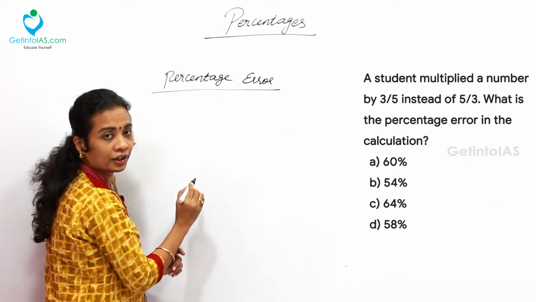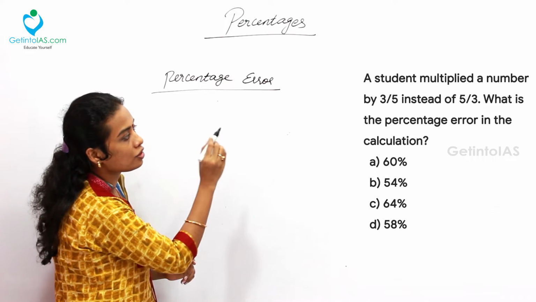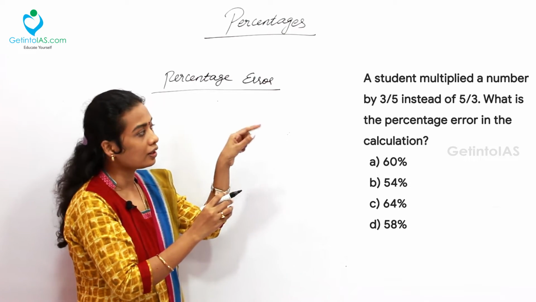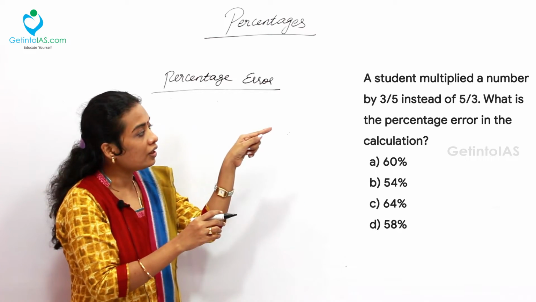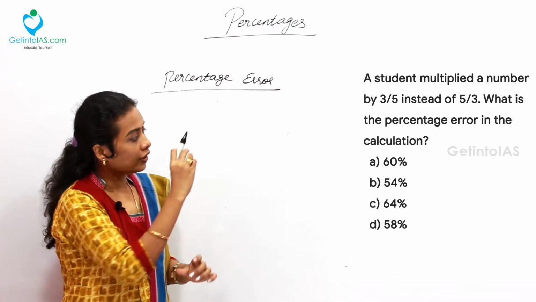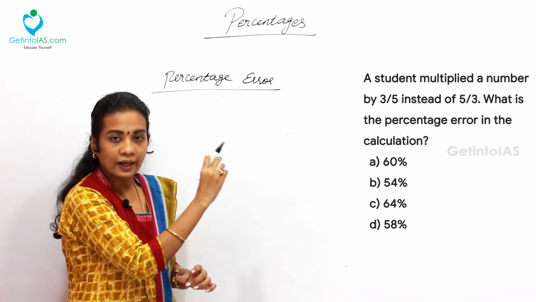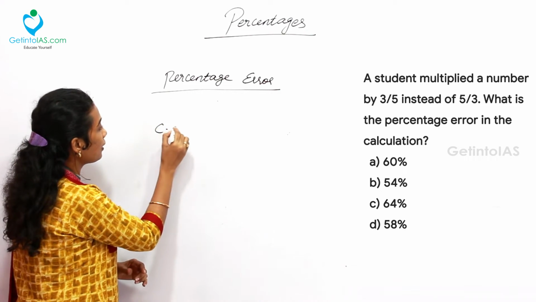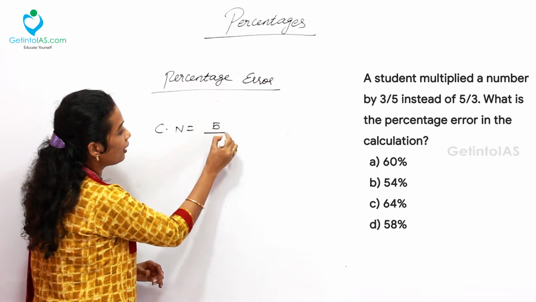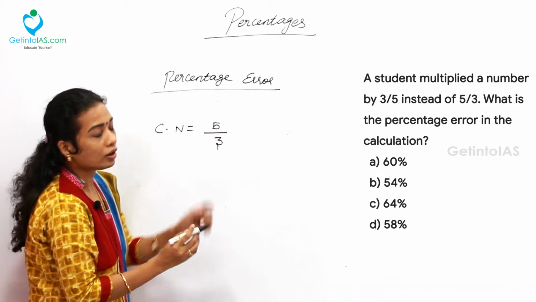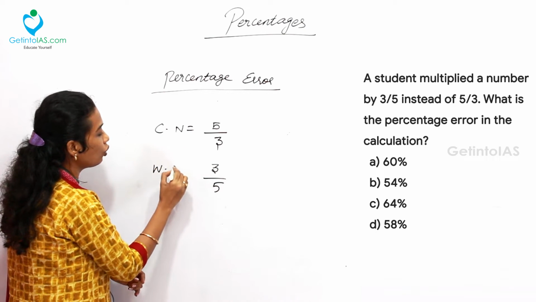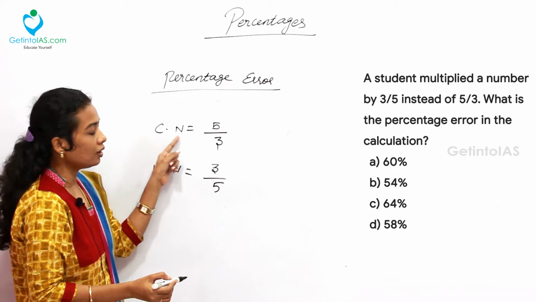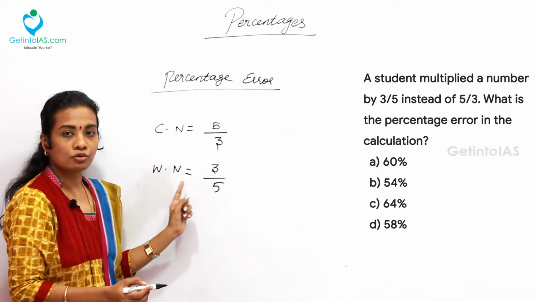Which is the correct number here, and the wrong number? First you need to find. A student multiplied a number by 3 by 5 instead of. Instead of is the keyword here. Near instead of, whatever number is given, that number is to be considered as the correct number. So the correct number is 5 by 3 here. Which is the wrong number? The wrong number is 3 by 5. You can make a note of it. CN denotes correct number, WN denotes wrong number.